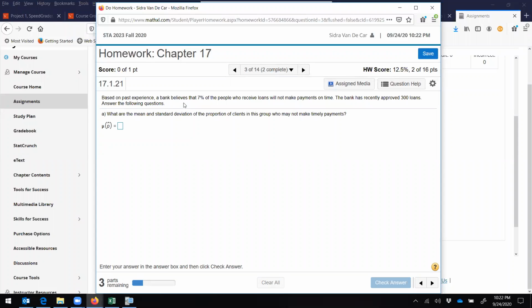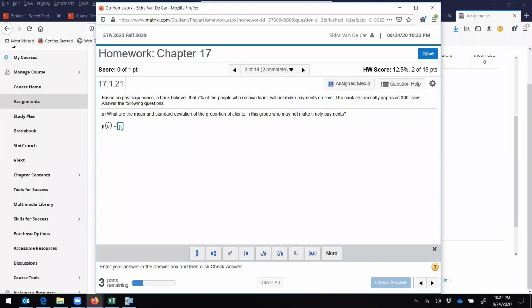Based on past experience, a bank believes that 7% of the people who receive loans will not make payments on time. The bank has recently approved 300 loans. What are the mean and standard deviation of the proportion of clients in this group who may not make timely payments? Well, our mean would be that 0.07, where we believe the value is, so 0.07.